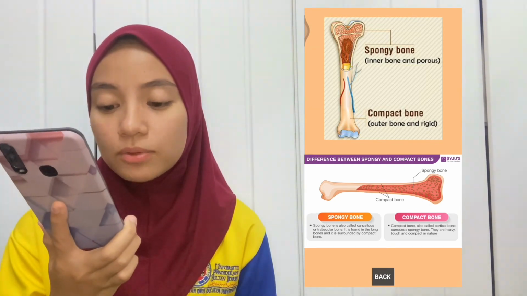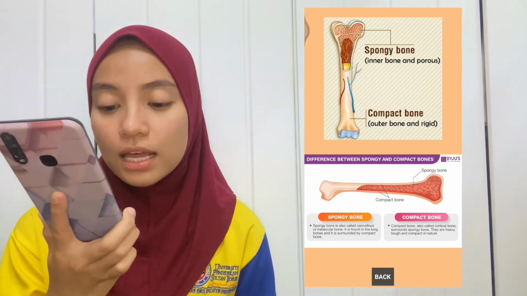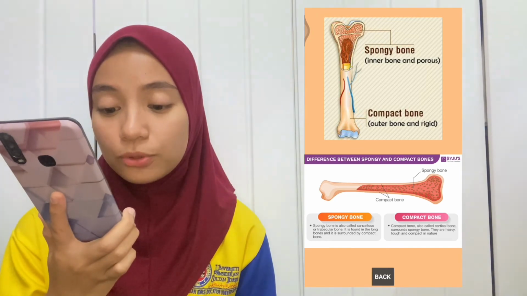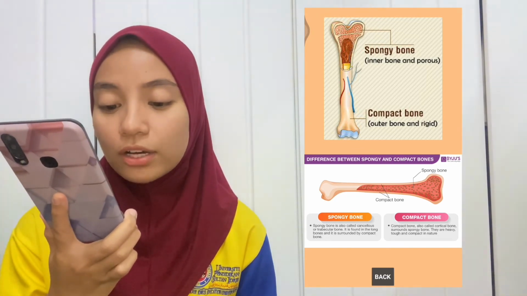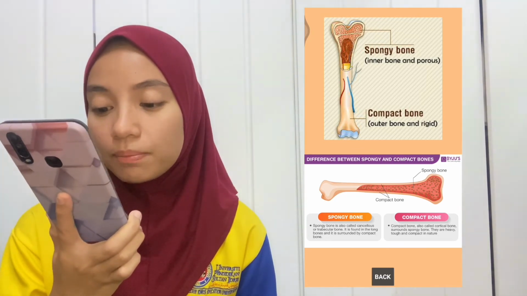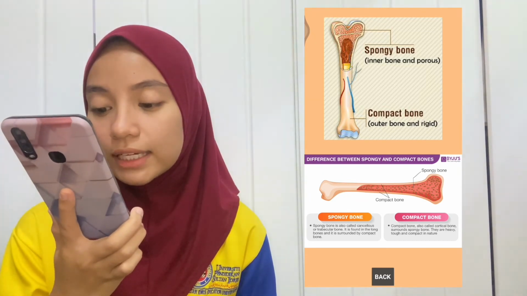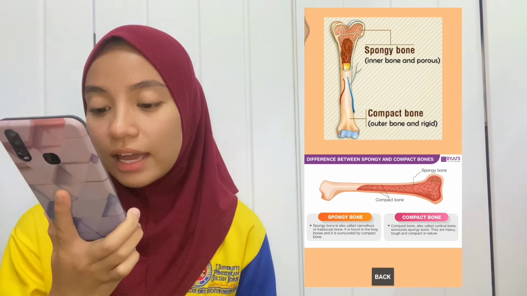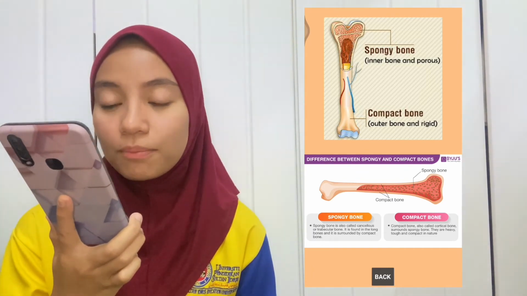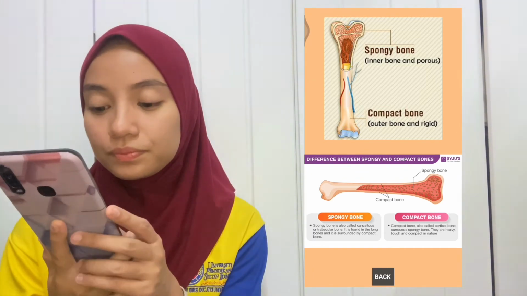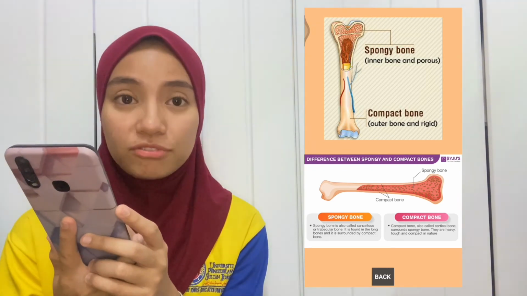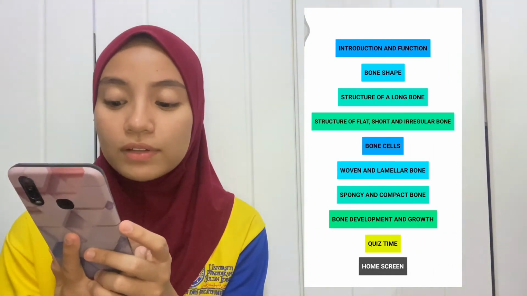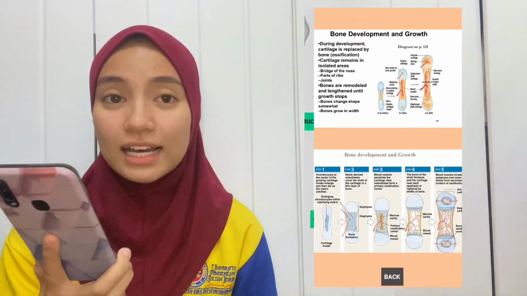Spongy bone is also called cancellous or trabecular bone. It is found in the long bone and it is surrounded by compact bone. Compact bone, also called cortical bone, surrounds spongy bone. They are heavy, tough, and compact in nature. So this is the difference, and then we go back again to choose bone development and growth, the last content of this topic.